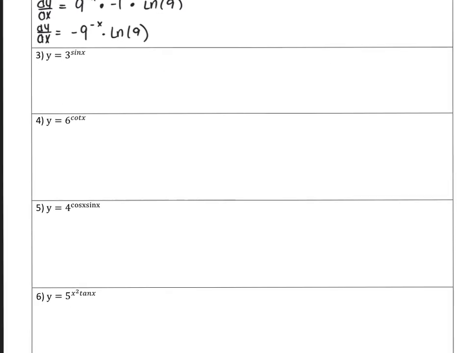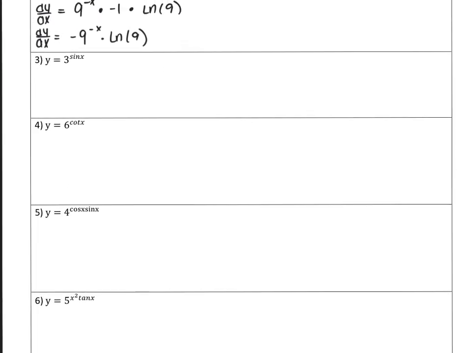So number 3, we have y equals 3 to the sine x. So remember, dy over dx is same times the derivative of the power. The derivative of sine is cosine. So same times the derivative of the power times ln of the base, which is ln of 3. Now, this one you can't really simplify too much, so you can kind of just leave it like that. All right, why don't you try number 4 and then hit resume for the answer.